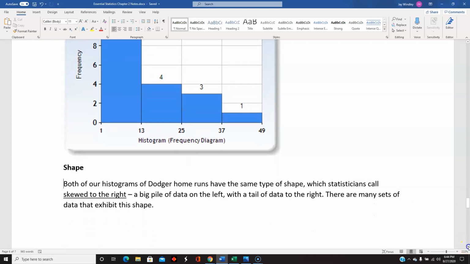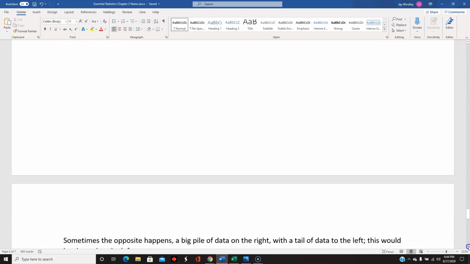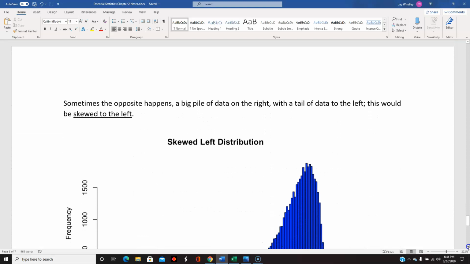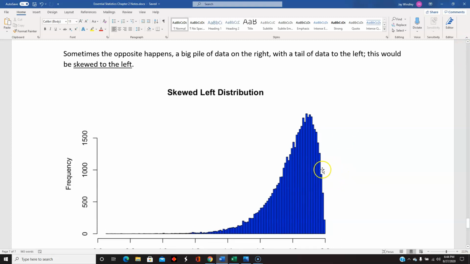But sometimes the opposite can happen. For example, if I gave a quiz and the quiz was really easy, I would expect a pile up of scores that are near 100%, and then very few scores down here in the lower percentages. So a lot of times data will be piled up to the right with the tail going to the left, and that would be skewed to the left.